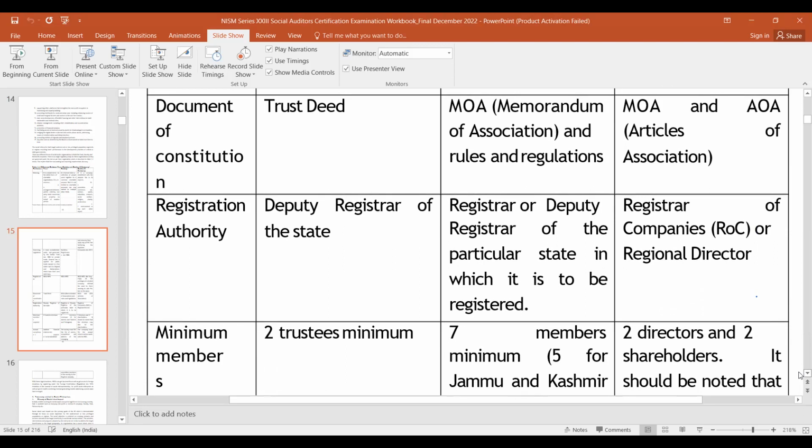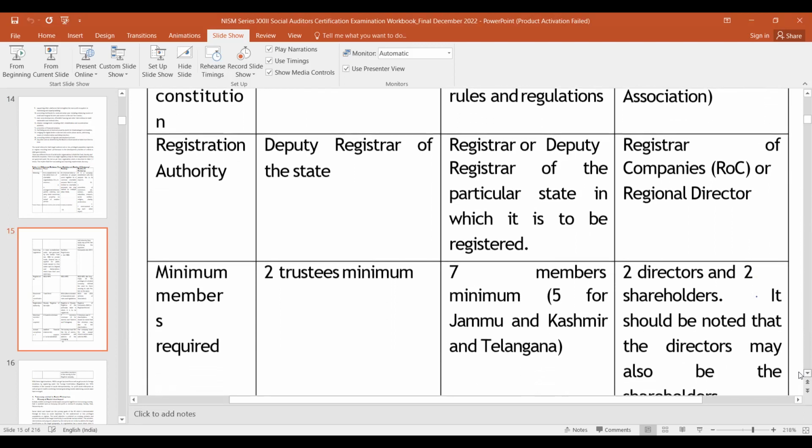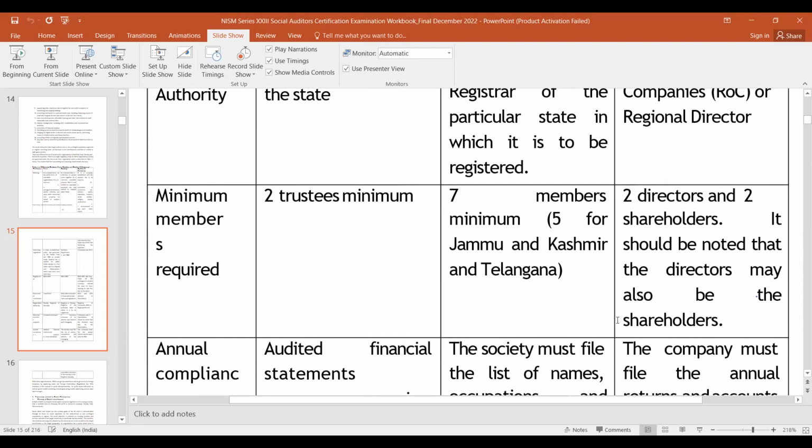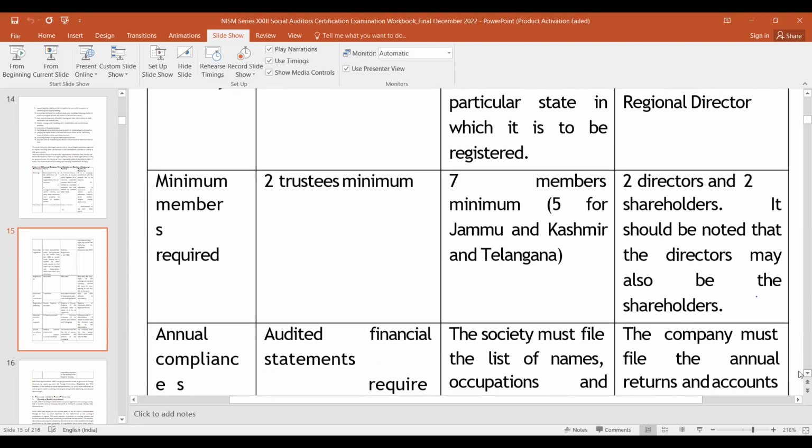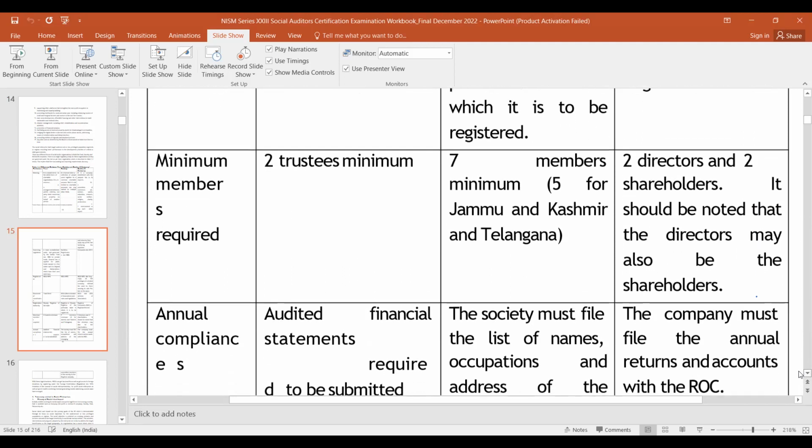And this Section 8 company is to be registered, the registration authority is the Registrar of Companies or the Regional Director (RD). What is the minimum number? Two trustees minimum. In societies, there could be 7 members minimum, 5 for Jammu and Kashmir and Telangana. For companies, 2 directors and 2 shareholders. It should be noted that directors may also be the shareholders. So 2 persons are required in case of a Section 8 company. In trusts also 2 persons minimum, and in societies 7.